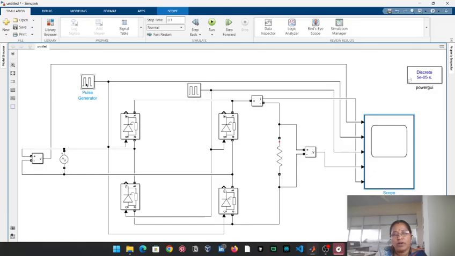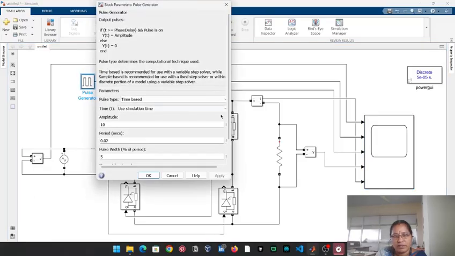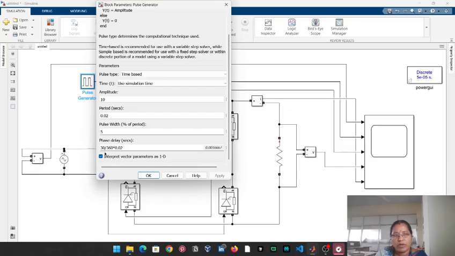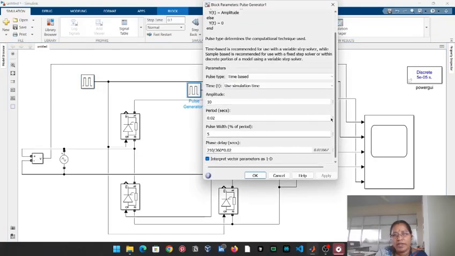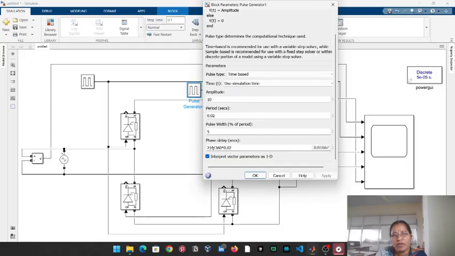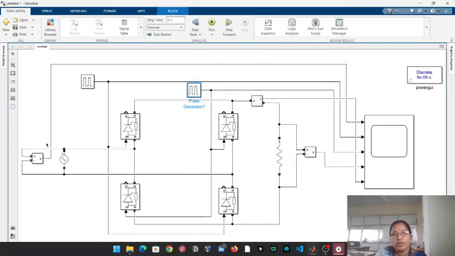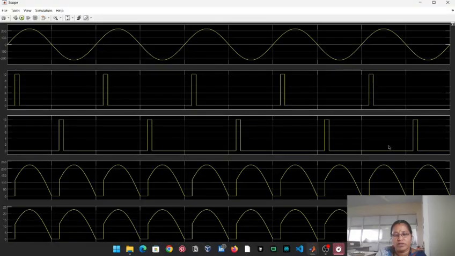If the value of alpha is 30 degrees, the formula is theta divided by 360 into the total time period. So here we are giving 30 degrees as the gate pulse. For T3 and T4, it is 180 plus alpha, that is 180 plus 30, 210 divided by 360 into the time period. Now we are going to simulate the output voltage and current waveforms of this converter.